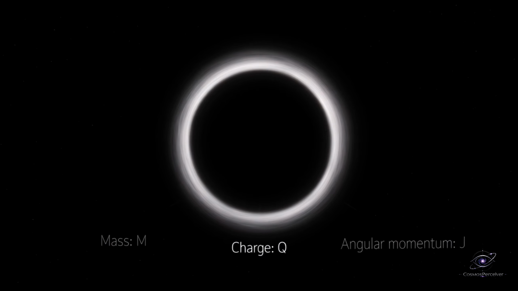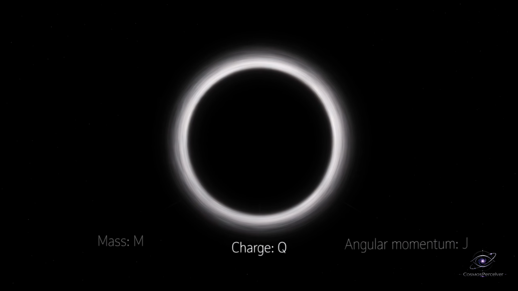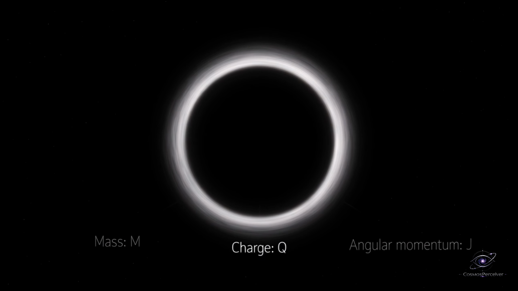From the outside, a classical black hole appears surprisingly simple. It can be fully characterized by just three quantities: its mass, its charge, and its angular momentum.